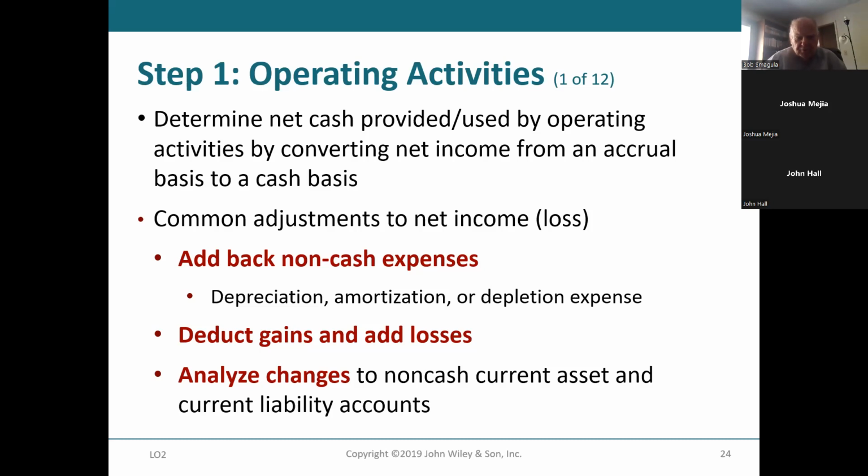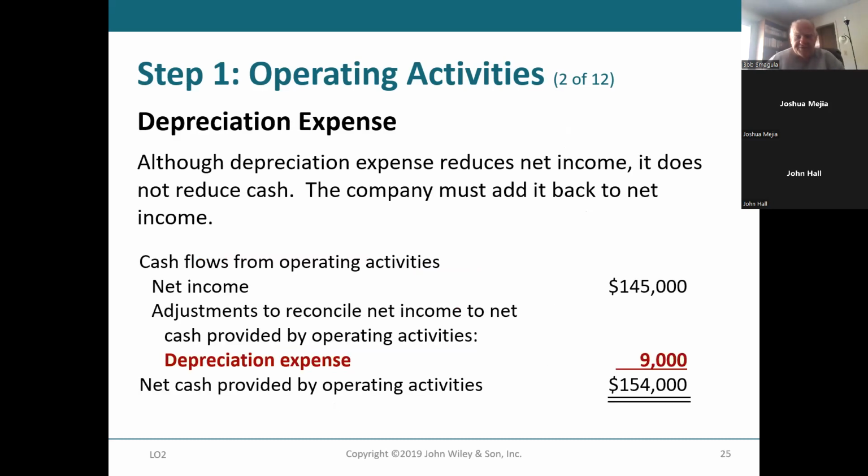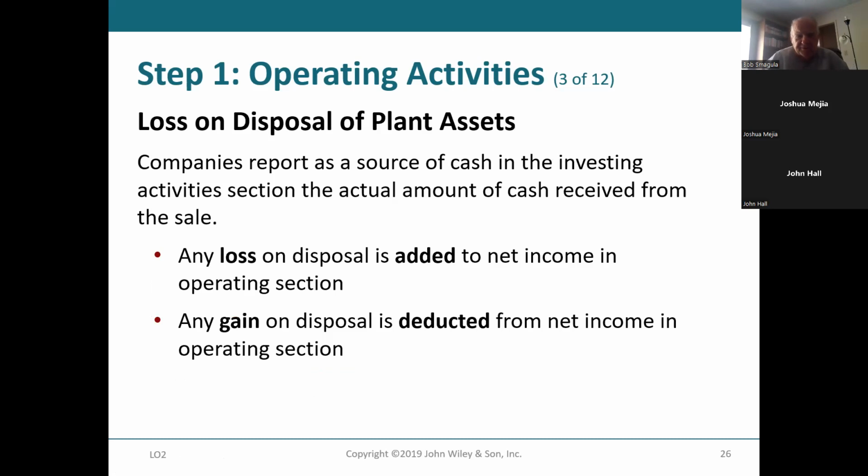This is a lot of words right now, but let's get into the guts of this thing, hopefully. Although depreciation expense reduces net income, it doesn't reduce cash. So we must add it back. So in this simple example, we're saying net income was $145,000. We add back the $9,000 in depreciation expense, and that'll give us net cash provided by operating activities up until that point anyway. The loss on disposal of an asset. Any loss is added to the net income and any gain is subtracted.